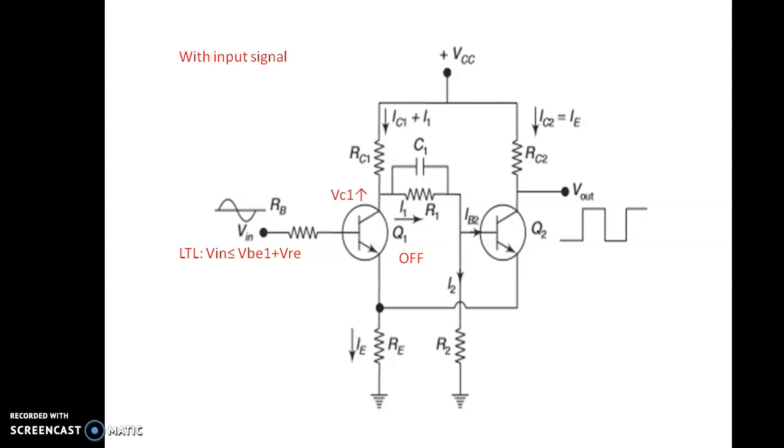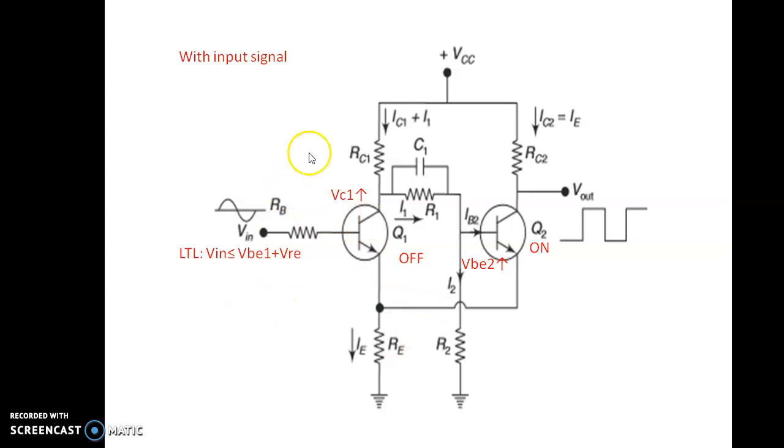And the collector voltage increases towards the VCC. The point at which Q2 starts conducting is called the lower trigger point. That is, when the transistor Q1 is off, the VC1 increases, which in turn increases the cut-in voltage of the transistor Q2, and hence it will turn on. So this happens when the Vin is lesser than or equal to VBE1 plus VRE. And this point, that is the instant at which Q2 turns on, is known as the lower trigger point.